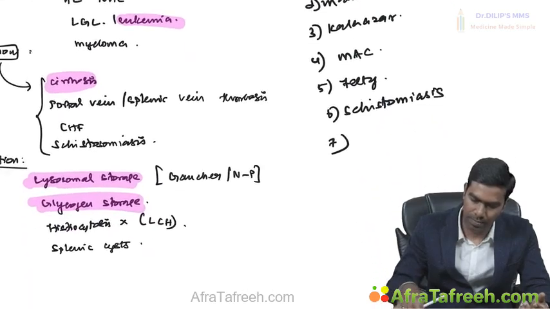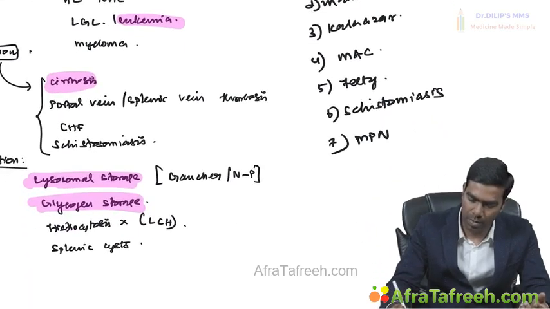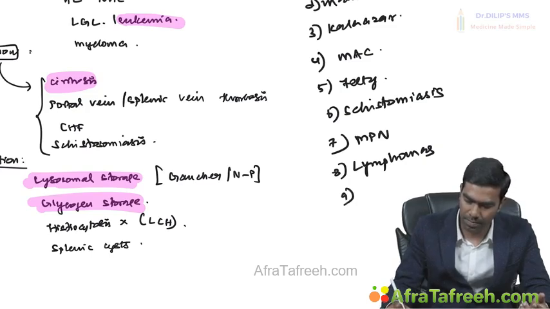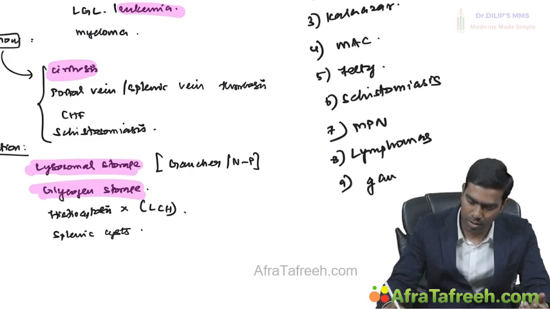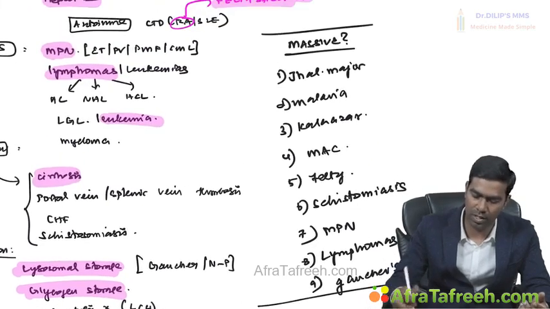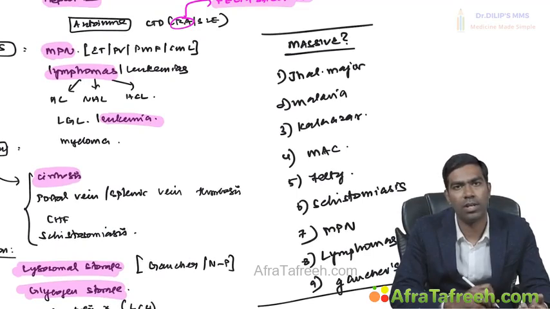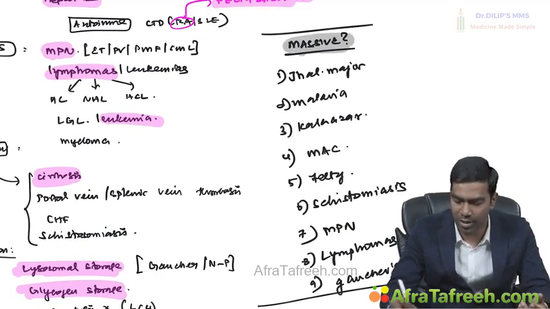You can see it in myeloproliferative neoplasms. You can see it in lymphomas, especially CML. You can see it in Gaucher's disease, a storage disorder with infiltration. So these are the usual conditions that produce massive splenomegaly, if they ask you. Now the question comes: what do you mean by massive splenomegaly?